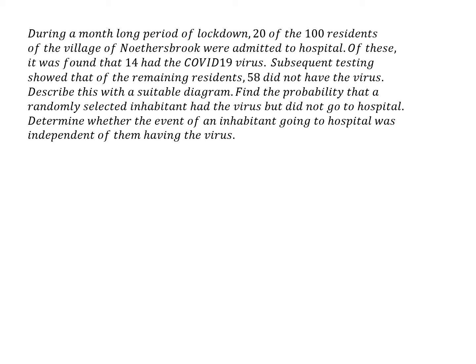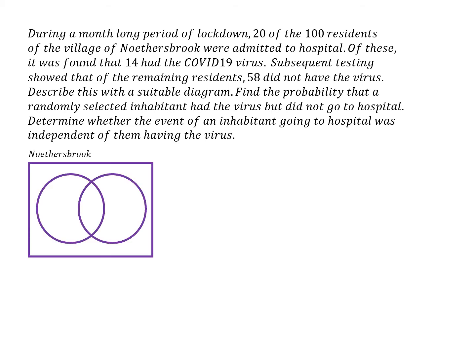There's a couple of ways, at least, that I know that this could be done, but I've decided to use a Venn diagram. So here's my Venn diagram with all of the people from Noethersbrook, and my two circles represent the people that went into hospital and the people that had the virus. So 20 people went into the hospital and 14 of those had the virus, which means that 6 of them went into hospital and didn't have the virus.